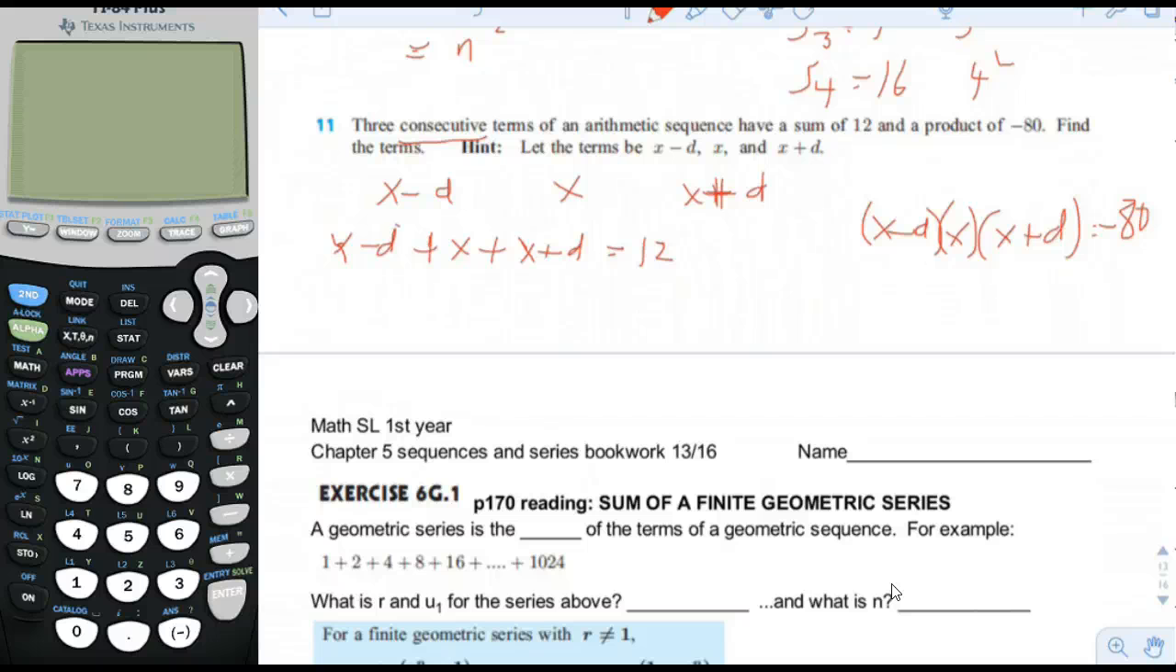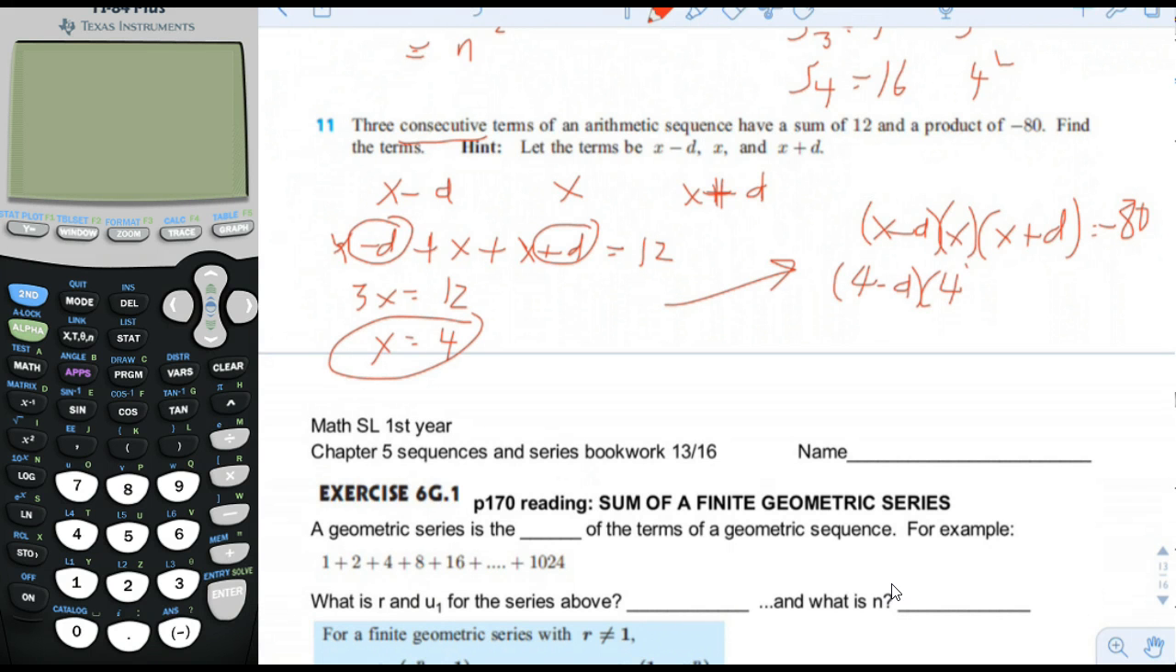Let's see, so if we look at this, negative d plus d, so they cancel out, right? So 3x is equal to 12. So x is equal to 4. So we've already found one of the variables. That was easy, wasn't it? And then we could substitute that in here. So that would be 4 minus d times 4 plus d is equal to negative 80. Okay, so 4 minus d times 4 plus d is equal to 4 squared minus d squared, times 4 equals negative 80.